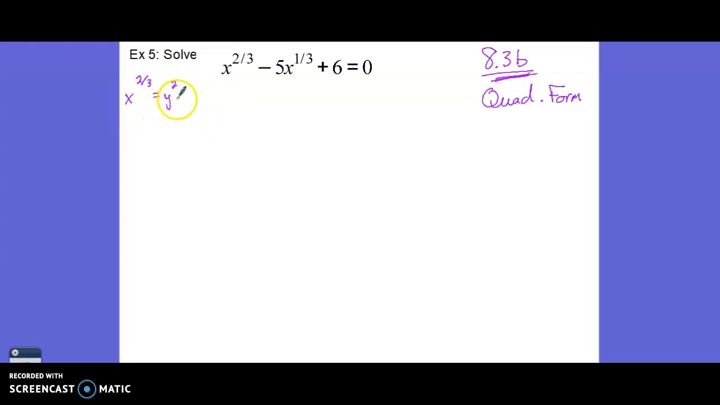And the reason why I'm just choosing a different variable is so that it makes sense that x to the 1/3 power is equal to y to the first, if you wanted to write it down. So then you can see that this is of the form y squared minus 5y plus 6 equals 0. And then when you use the quadratic formula, it would be y equals negative b plus or minus, and so on. Except this time it's going to be x to the 1/3 power.